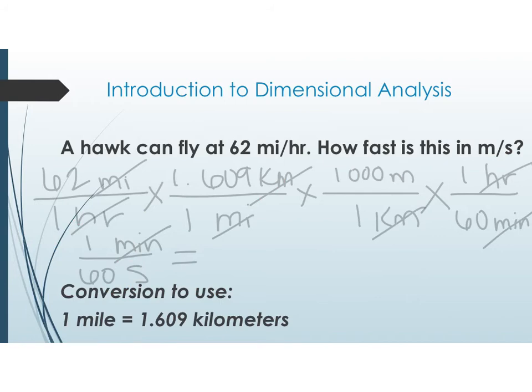And when we put this into our calculator, we get 27.7105. I can only have 2 sig figs though because my given had 62 as the number. That 62 has 2 sig figs, so I need to round 27.7105 to 2 sig figs, and that will get me to 28 meters per second as my final answer.